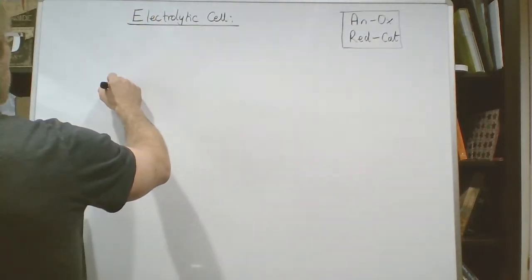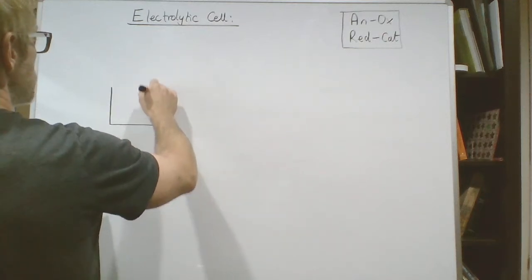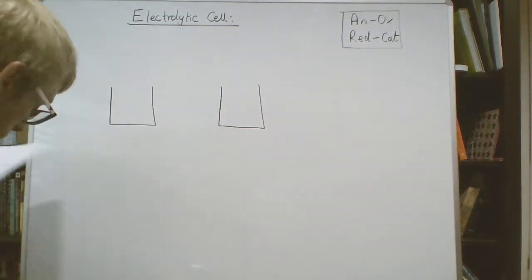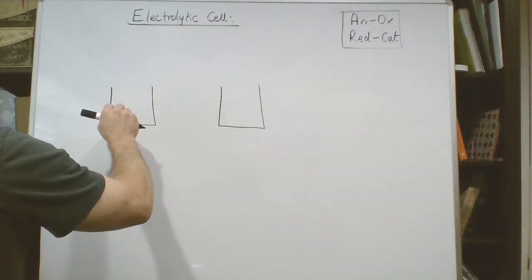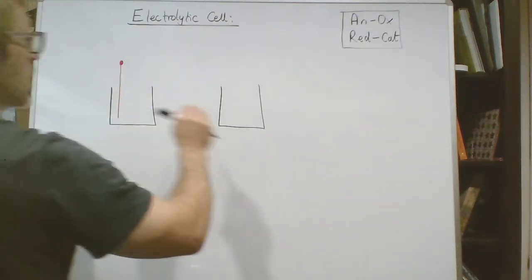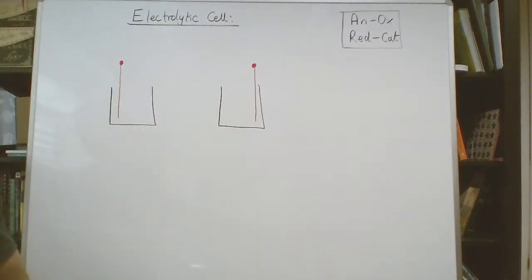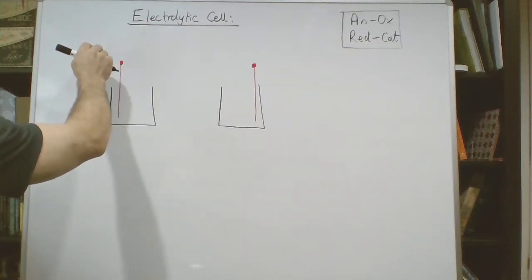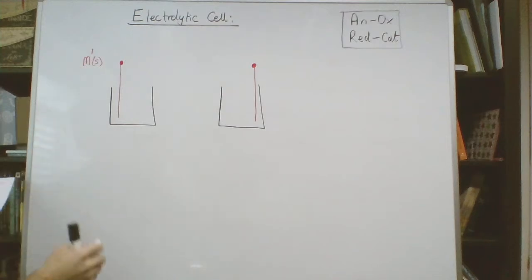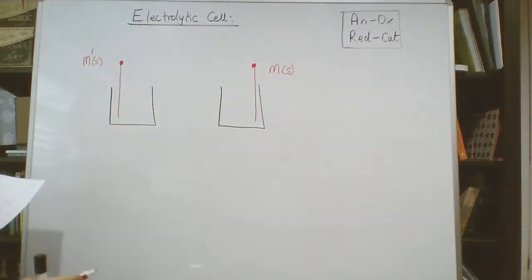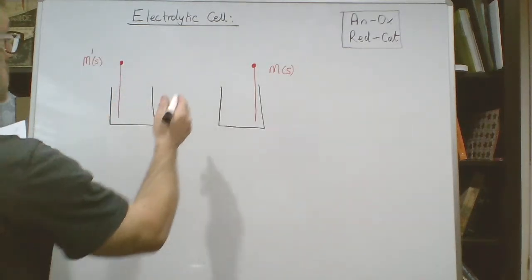So I'm going to start with our beakers. If we were going to make this in the lab, we'd probably use beakers. So we've got two beakers. Let's go ahead and put our electrodes inside, just like we did earlier with the other type of cell. So let's say this electrode is M prime solid. This electrode is just M solid. The prime just means that it's different than the unprimed. We have to go ahead and install a battery now.